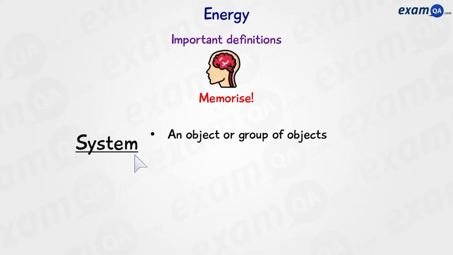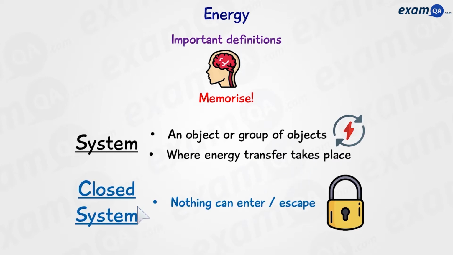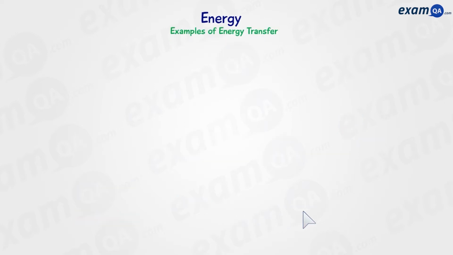Moving on to some important definitions that we need to memorize. A system is an object or group of objects where energy transfer takes place. And in a closed system, no energy or matter can enter or escape. Let's look at some examples of how energy gets transferred from one store to another.